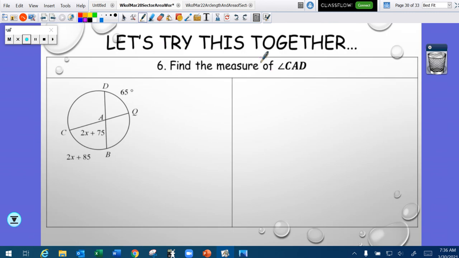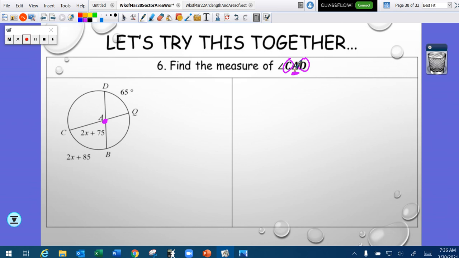So what happens when we have angles inside of the circle? So it says find the measure of angle CAD. So there's a couple ways you can figure out what angle they're talking about. Go and find A. This is A right here. Now you notice A has an angle on this side and this side. Now you have to look at the letters around it. So we're looking for CAD.